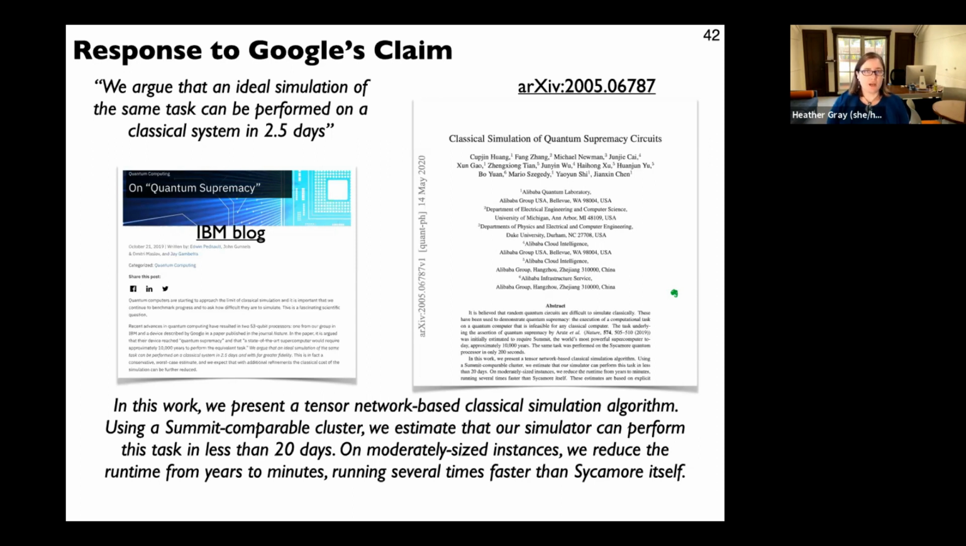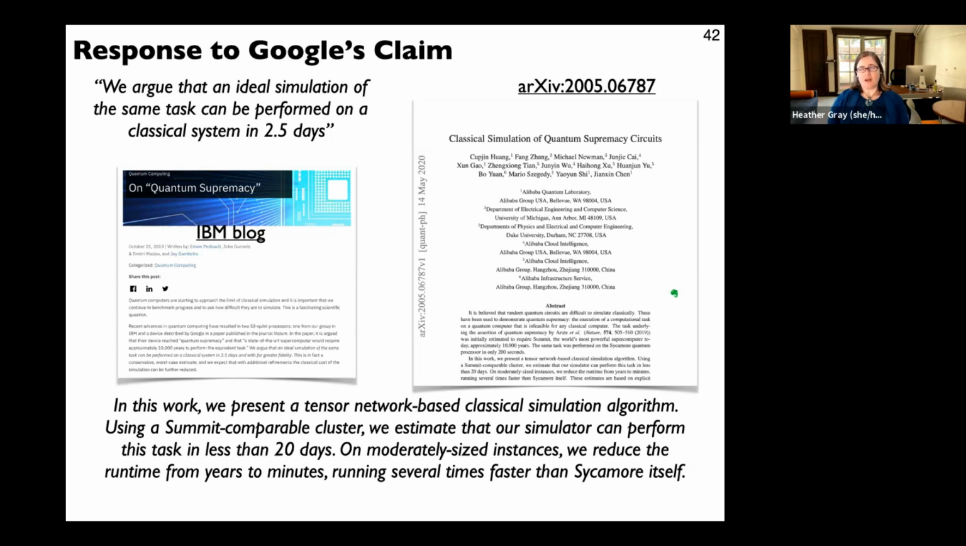Work has continued. For example, on the right here, this is one which came out last year, which was doing this classical simulation of quantum supremacy circuits. And it was a more detailed one than this response from IBM. They were saying that it could be done in less than 20 days on Summit. And if you were doing something more modest, you could reduce it from years to minutes, running several times faster than Sycamore itself.